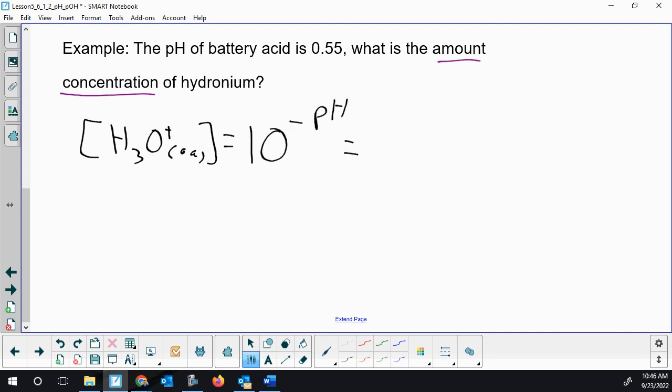So the hydronium ion concentration in moles per liter is 10 to the minus pH. So this is going to be 10 to the minus 0.55, and this will be outputted in moles per liter. Then you need to grab your calculator.